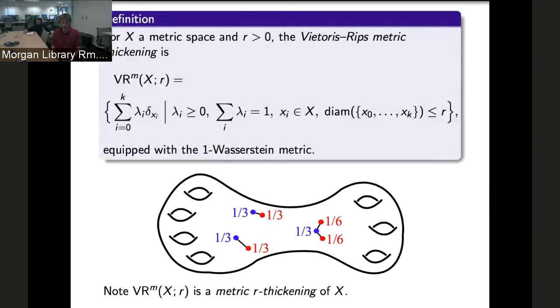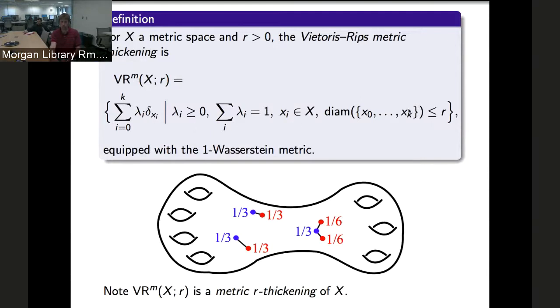So for X a metric space, and r a scale parameter, we have the same inputs as for the Vietoris-Rips simplicial complex, but we now build what we call the Vietoris-Rips metric thickening. Okay, so notationally, the only difference is that I've added a superscript M, where M stands for metric. What I've written down here, this long inline equation, should look familiar to you.